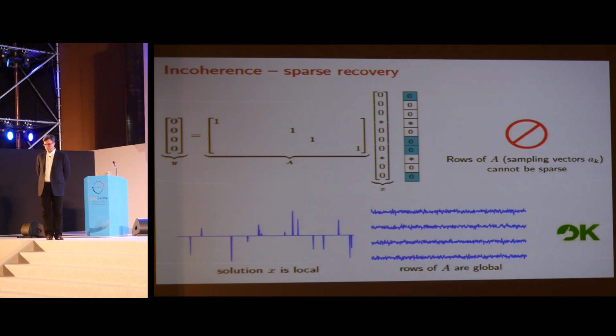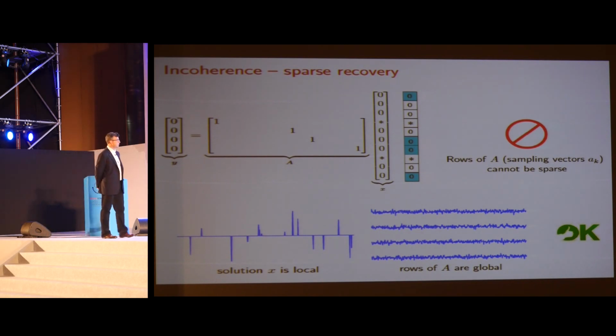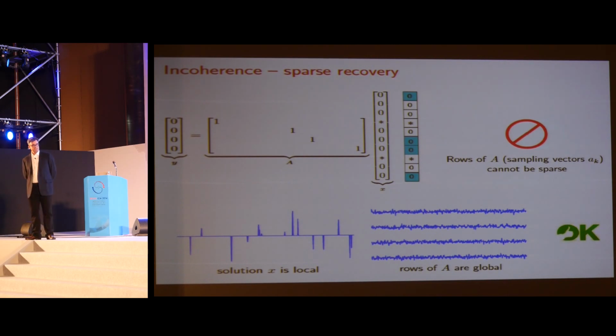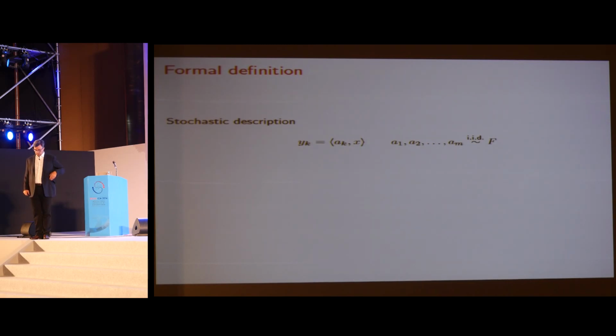So the picture you should have in mind is something like this, which is that while the signal is highly localized, or the vector is highly localized, so it's mostly zeros with bursts of information from time to time, the rows of A, if we want to have any hope to solve these underdetermined systems, cannot be localized. In fact, they must be quite the contrary. They must be global. Okay? They must be spread. So one can formalize this into a mathematical notion of incoherence.